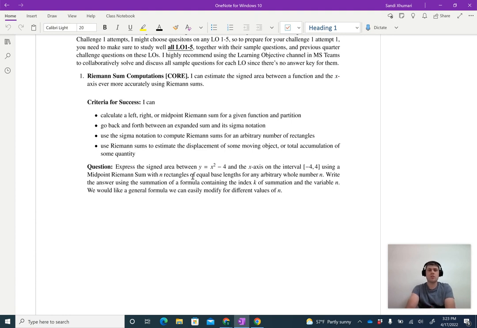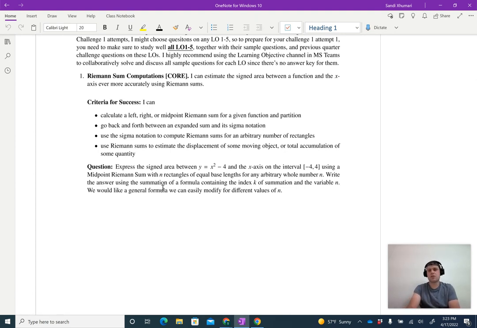The reason why we'd want n to be arbitrary is, say our approximation is not good enough, then we need to increase n. So we want a formula that's flexible so that when you increase n, you're not starting all over again, but you can just change the n value and you get the new result for the estimation of that signed area.